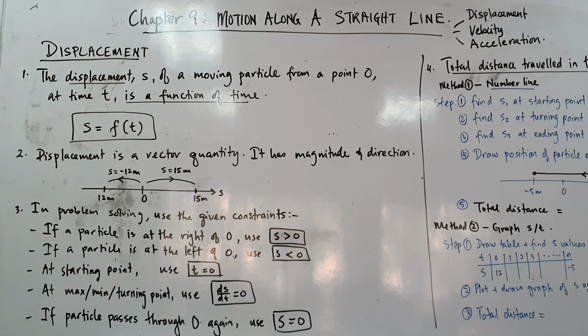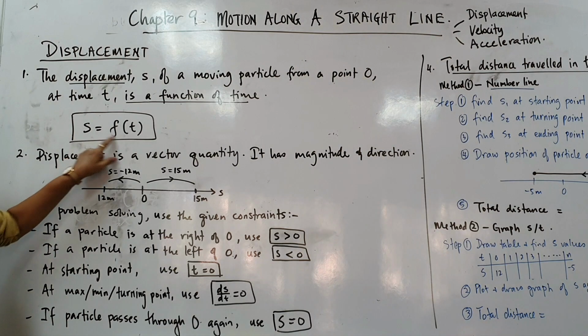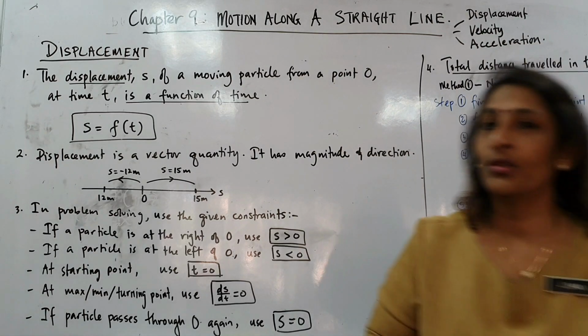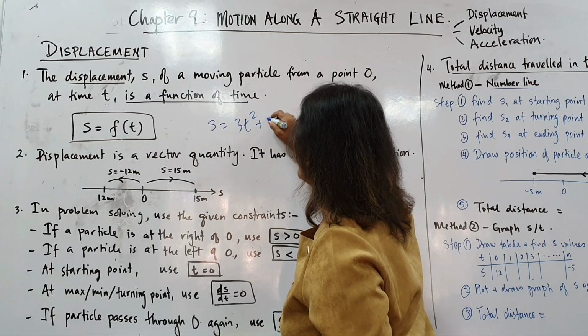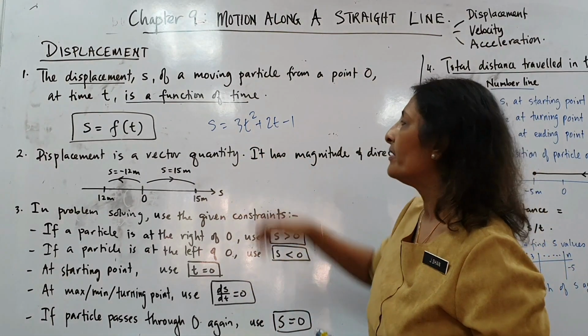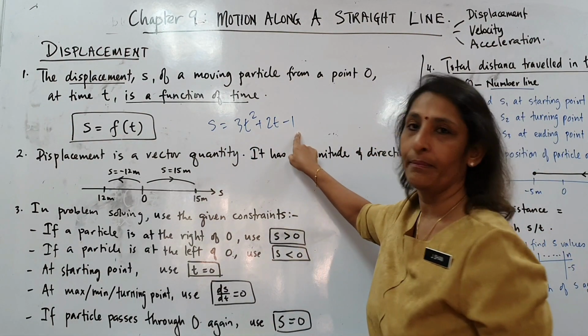Displacement. The displacement S of a moving particle from a point O at time t is a function of time. In other words, sometimes you might get the equation given to you in the question. They may say, S equals 3t square plus 2t minus 1, something like that. So there's an equation given to you in the question where displacement is a function of time.